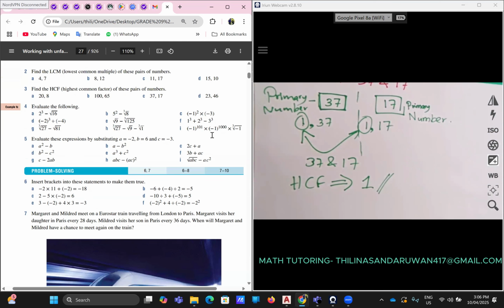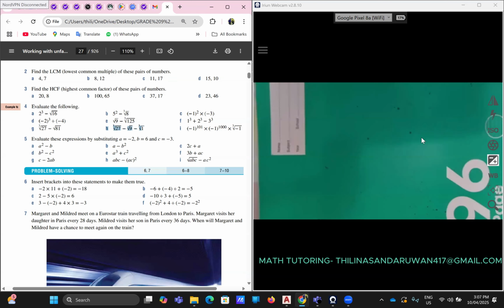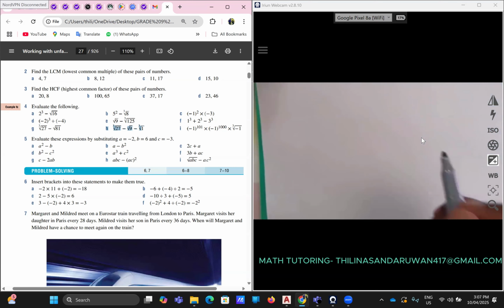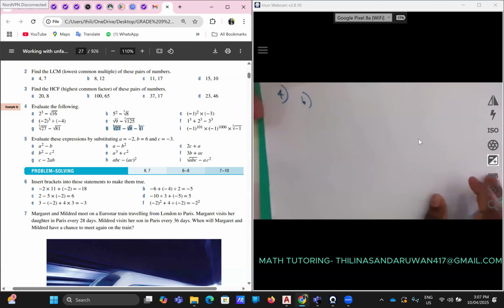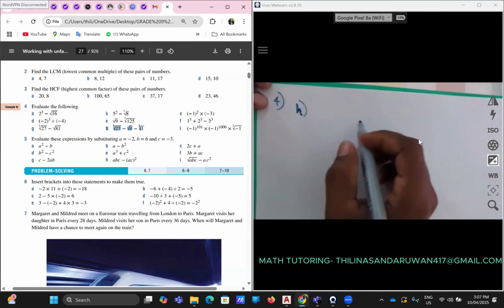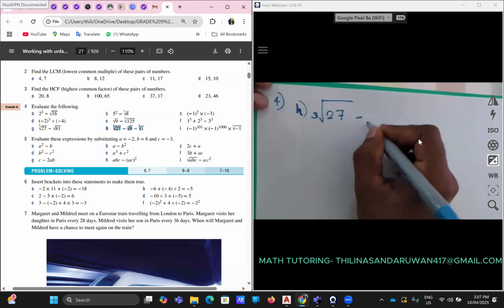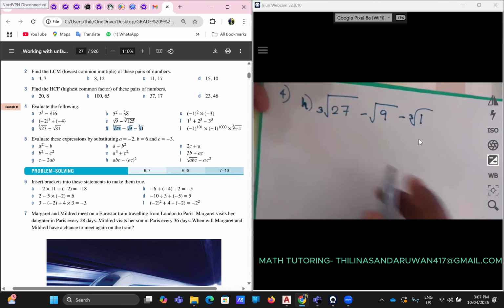Let's try. All right. I'll do this one. H. Okay, evaluate the following. Number 4, h. This is h, right? 3 square root minus square root 9 minus. All right, how do you write that?